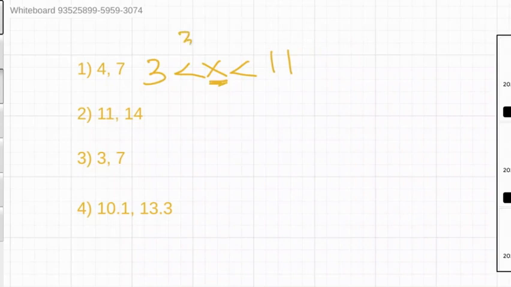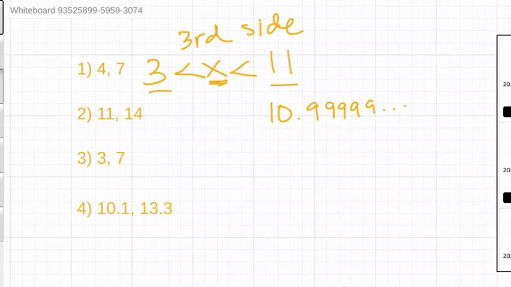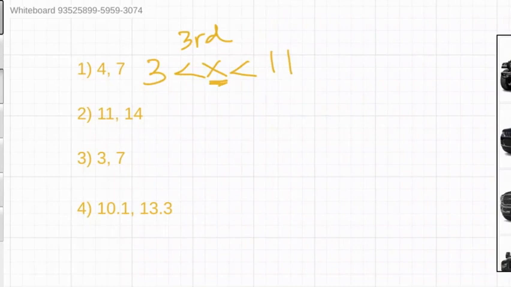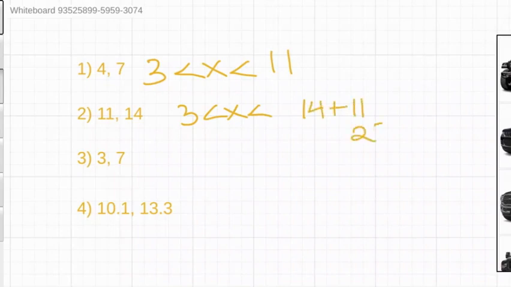So our upper bound would be 11. This means that x, which is our third side, is anywhere between 3 and 11. It can be 10.999999 and so on, but it cannot be 11 or 3. So let's erase this, and then we'll move on to number 2. We have 11 and 14, so we're going to do 14 minus 11 to equal our lower bound, which is 3, and 14 plus 11 to equal our upper bound, which is 25. So that is our answer.